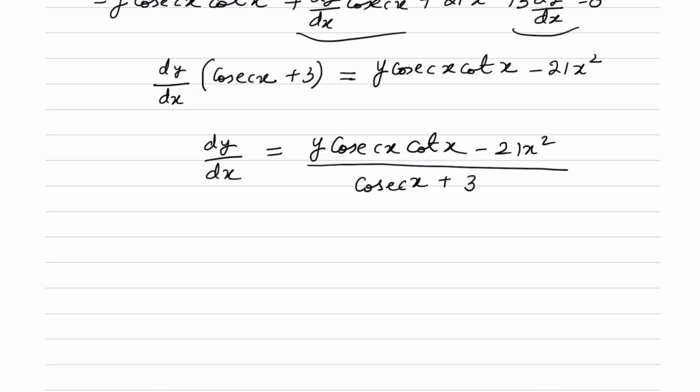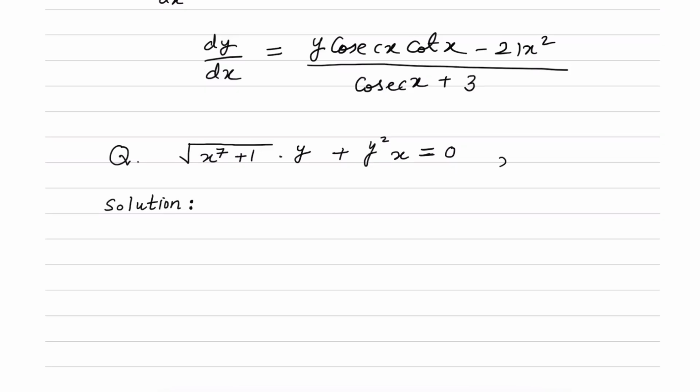Let's find the derivative of this expression. We have square root of x to the power 7 plus 1, into y, plus y squared x, equal to 0. And we have to find dy by dx, meaning that we will have to differentiate with respect to x. Before we find the derivative of this expression, we will rewrite it in a simplified form.